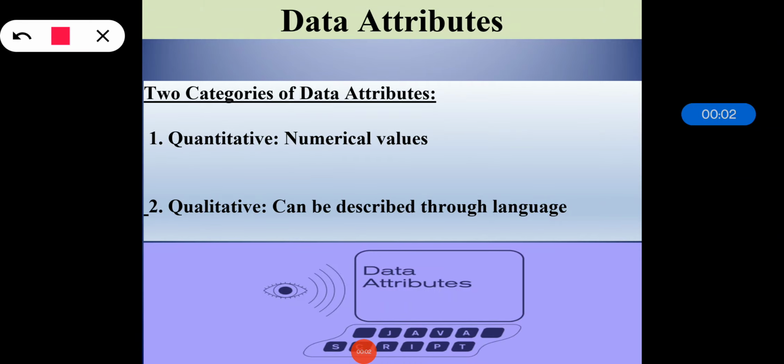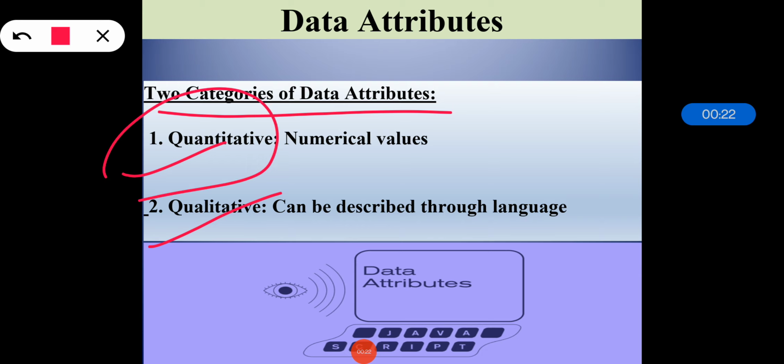Now in this section we will see the data attributes. When it comes to data attributes, there are basically two categories: quantitative and qualitative. Quantitative data is exactly as its name implies, quantity, that is numerical values, and they are generally placed on ascending or descending scales. Like if I am saying that I am drinking 2 bottles of water today, then that is numerical quantitative data.